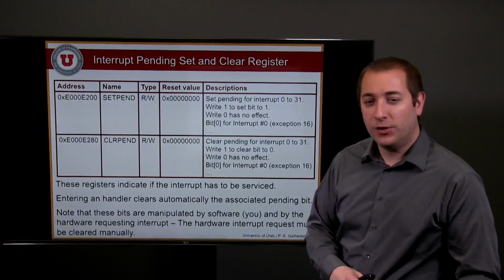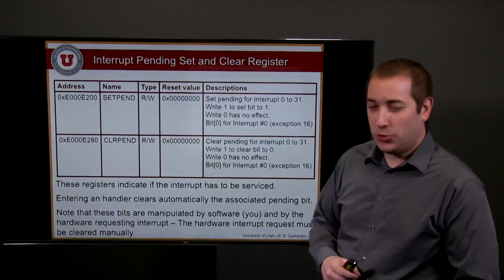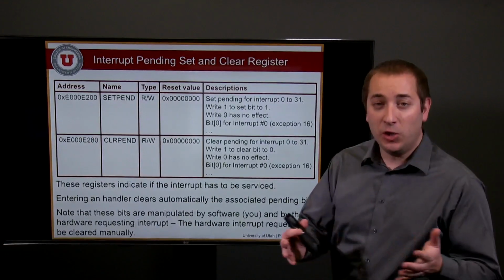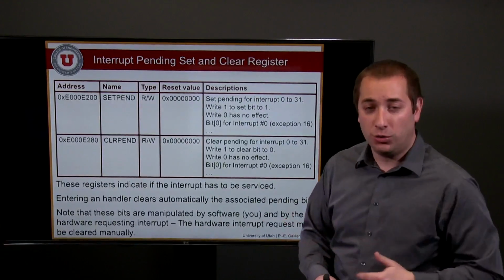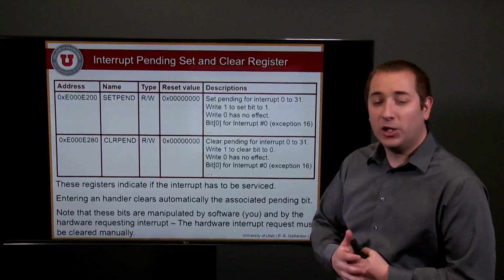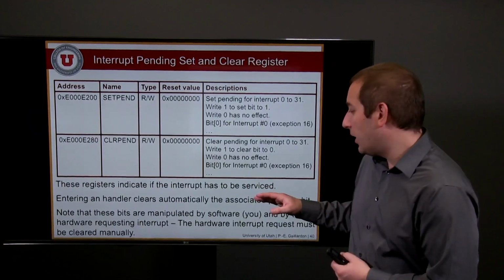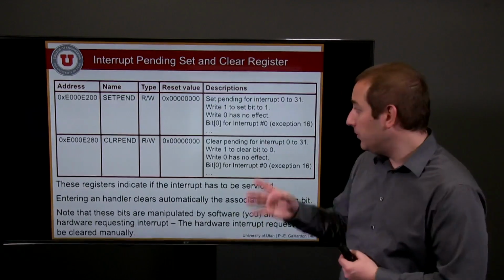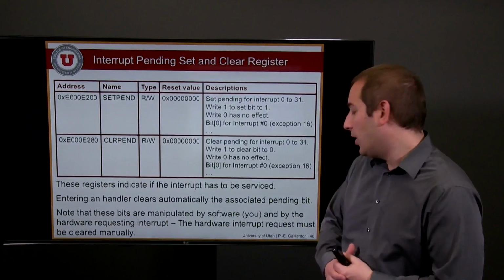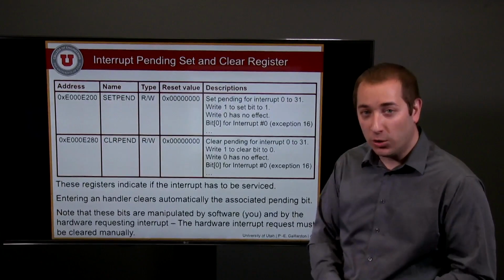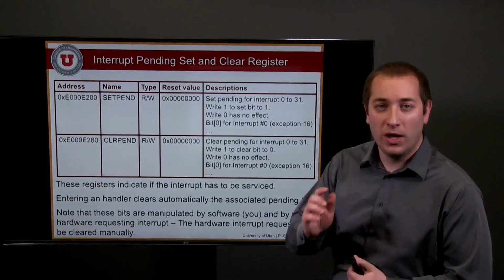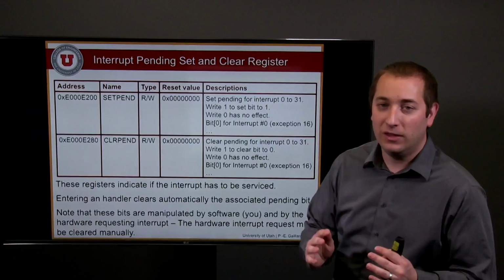Another interesting example of the NVIC register is the interrupt pending set and clear registers. Those registers indicate if the interrupt has been serviced or not. So it's basically a placeholder to store what are all the interrupts that you receive that need to be serviced. As soon as you enter a handler, those bits will be cleared automatically. And I would like to point out that while those bits, the interrupt pending set and clear, are cleared automatically, the interrupt request bits will still have to be manually cleared. Those are just an indication of which one did trigger the request. You still have to physically acknowledge that you have handled the request itself.